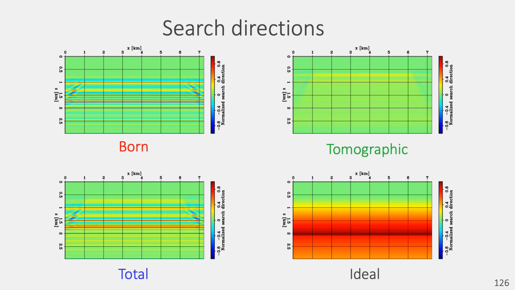The tomographic update is crucial to us as we know that recovering the low wave number components from the start is necessary to converge to an accurate solution. The problem is that the amplitude of the tomographic component is too weak with respect to the borne.